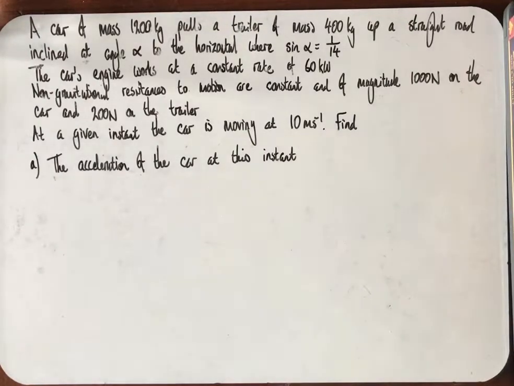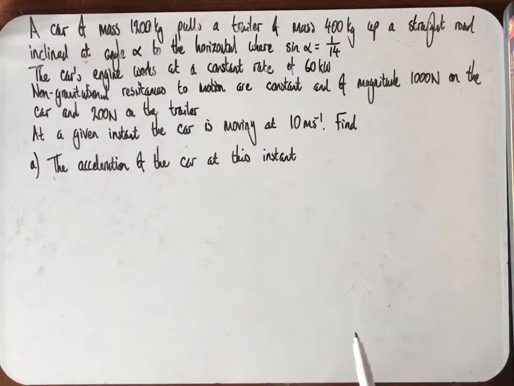So I couldn't resist a question that combines the work energy principle with the work we've been doing on power. So here goes. A car of mass 1,200 kilos pulls a trailer of mass 400 kilograms up a straight road inclined at an angle alpha to the horizontal, where sine alpha is 1/14. The car's engine works at a constant rate of 60 kilowatts.